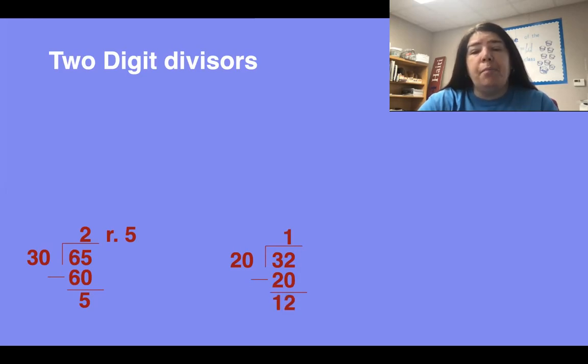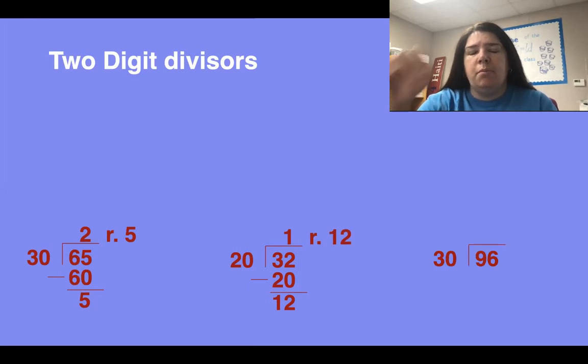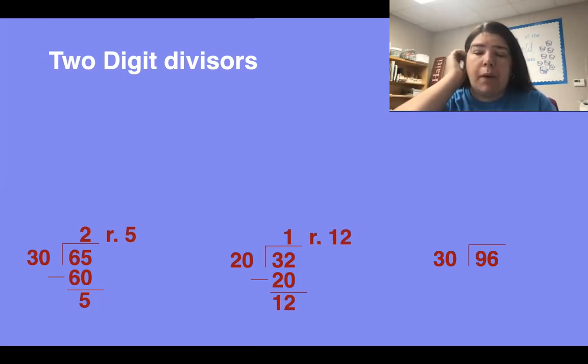Now, we have to compare, is 12 less than 20? It is. Is there anything else to bring down? No, so that is our remainder. Very good. Let's do one more. Again, we're going back to the number 30. We're going to use the 2 digits in 30 and the 2 digits in 96, and our answer is going to go on top of the number 6, okay?